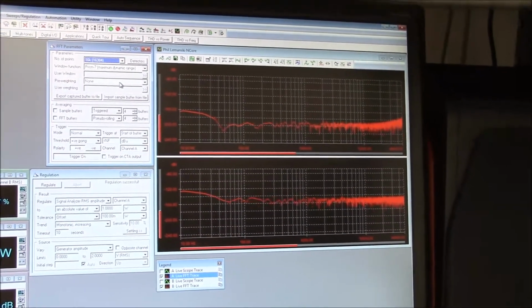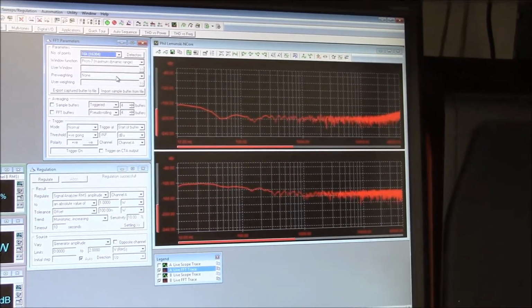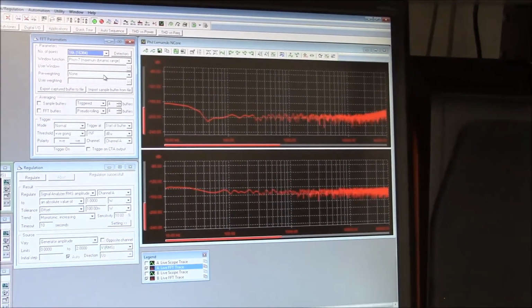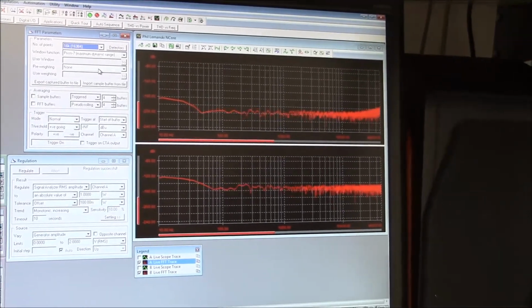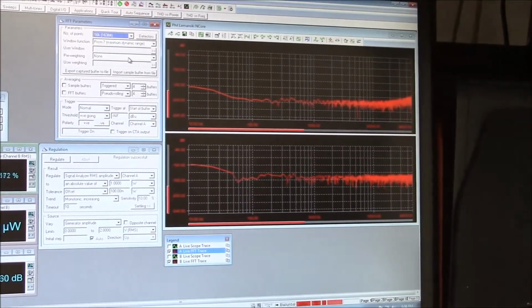But in any case, quiet is the word of the day for these amplifiers. Actually, they measure spectacularly well in all regards. So anyway, hope somebody finds this interesting.